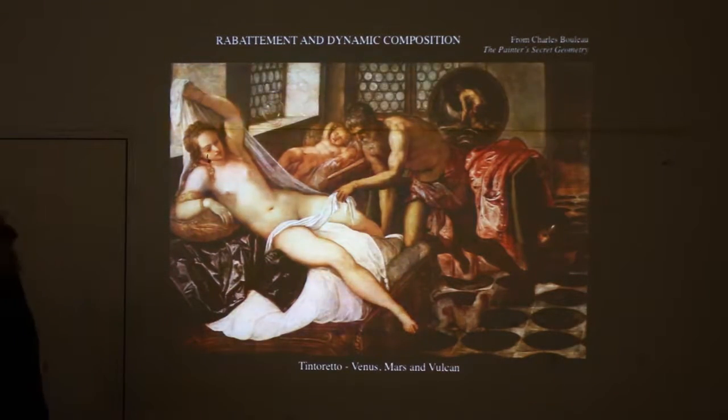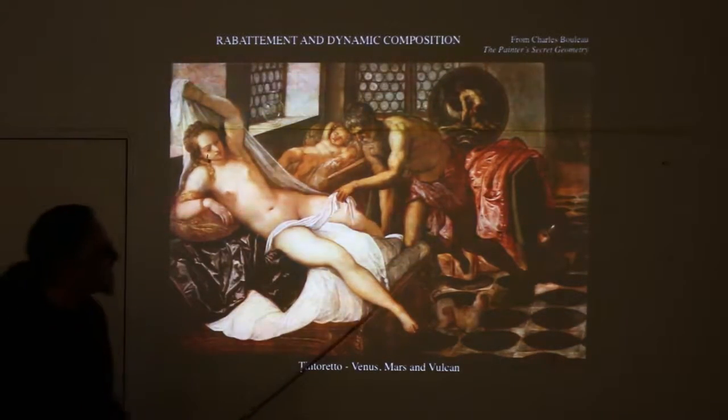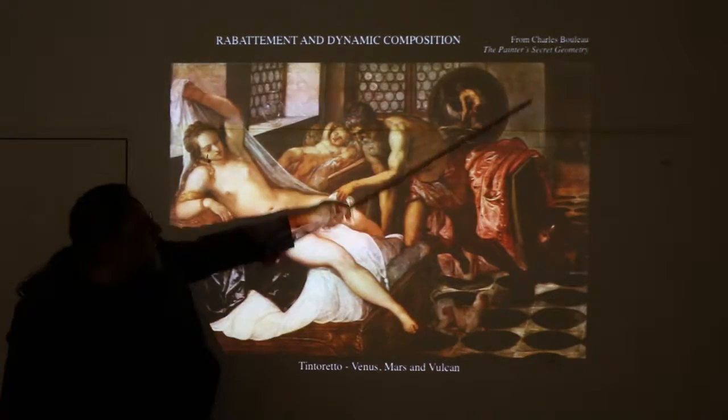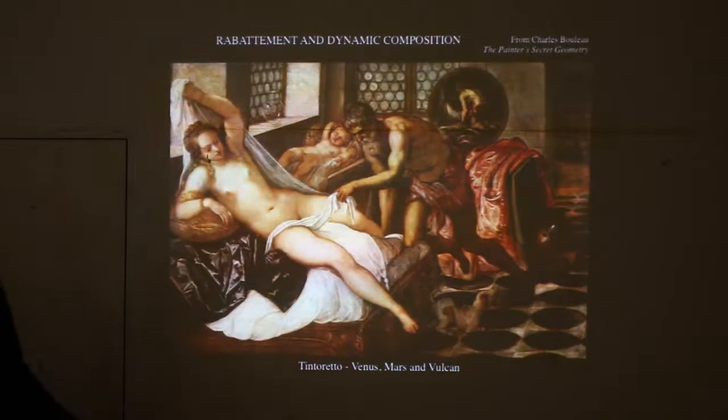Interesting space, strongly diagonal. You get Venus on one diagonal. The space itself seems to recede on these strong diagonals. There's a round mirror back here reflecting the whole scene. So what are the invisible lines?